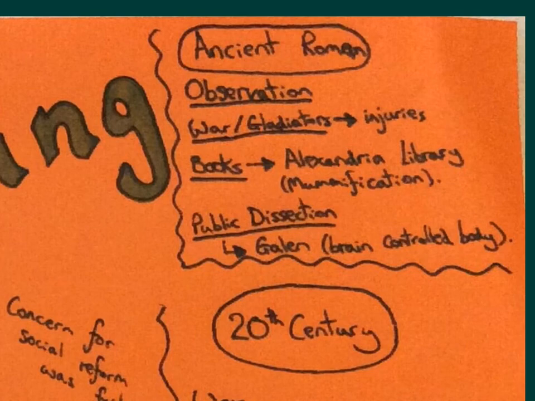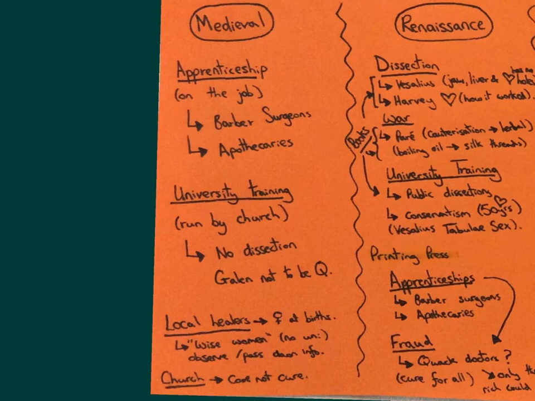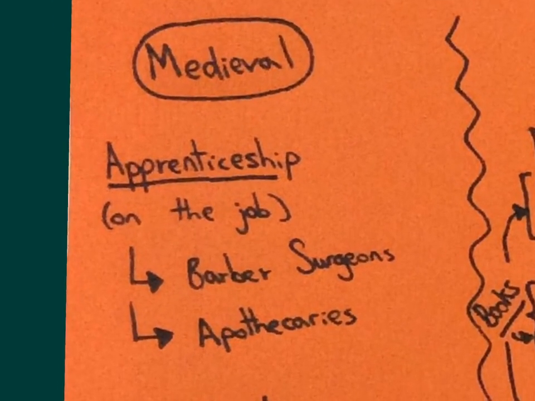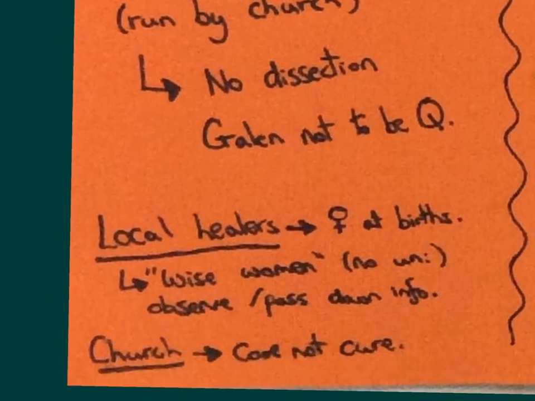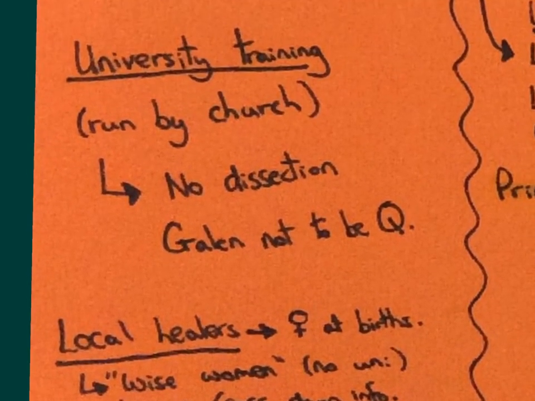Well, what about medieval times, when we went further through to medieval times? Well, some things would continue on. So we still have training which was based on books. For example, university training at the time in the medieval period was run by the church mainly. This meant that there was no dissection of human bodies allowed. They did do some dissections, but it would have to be on animals. And everything was around proving the work of Galen, and Galen wasn't allowed to be questioned.